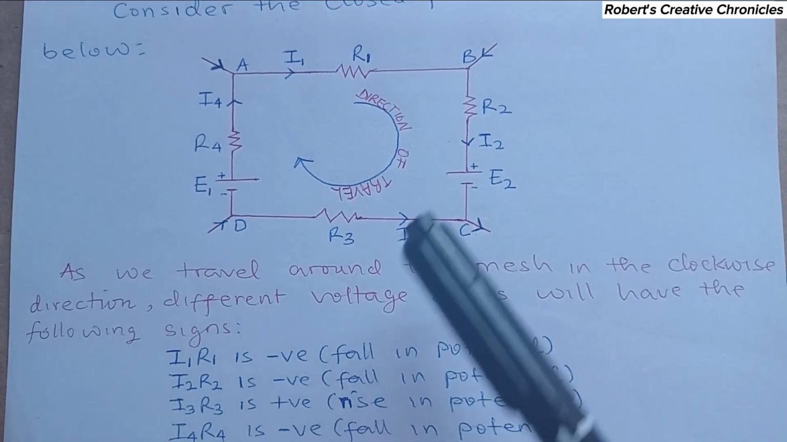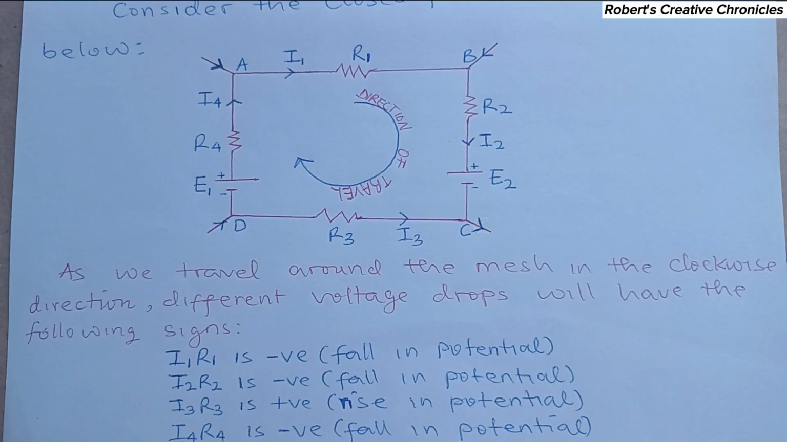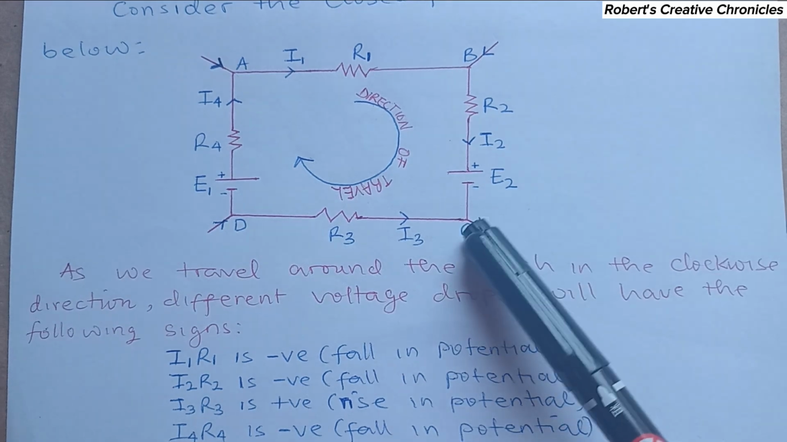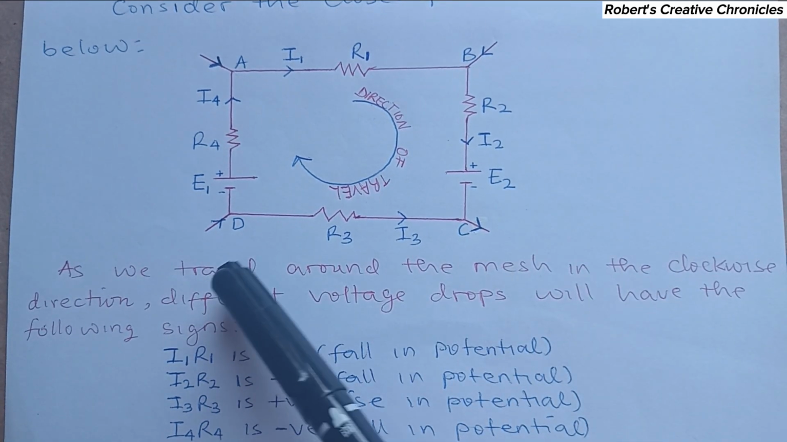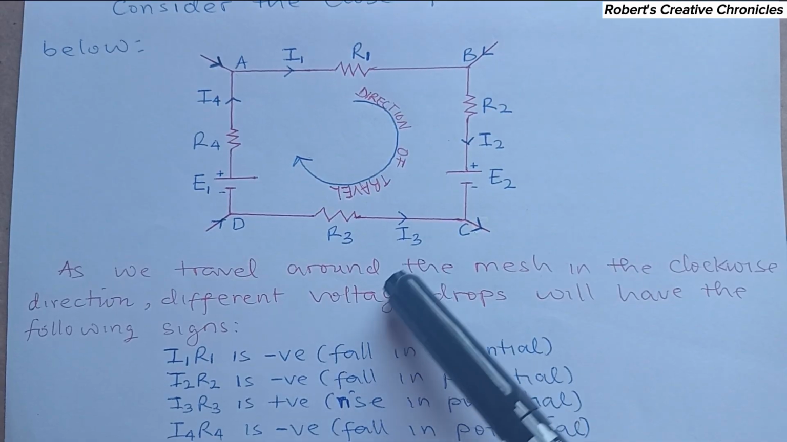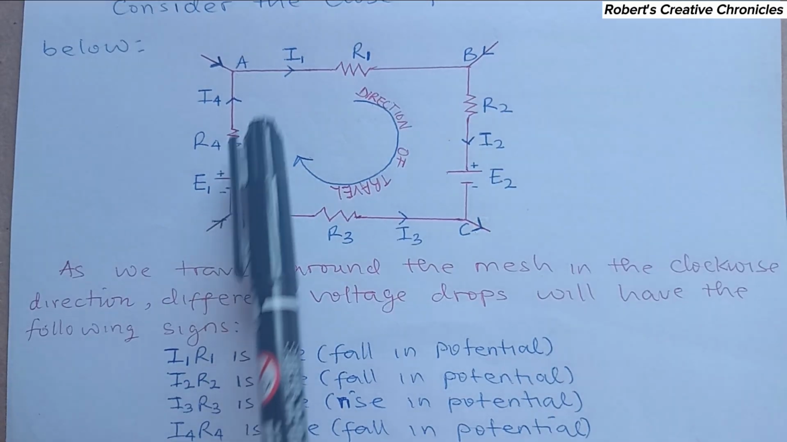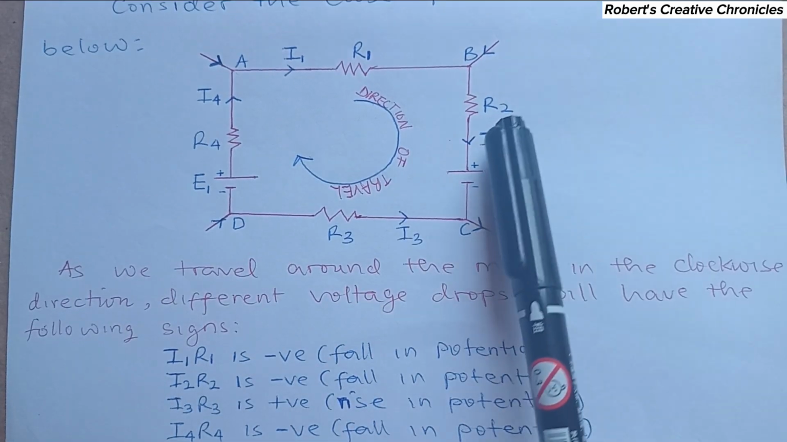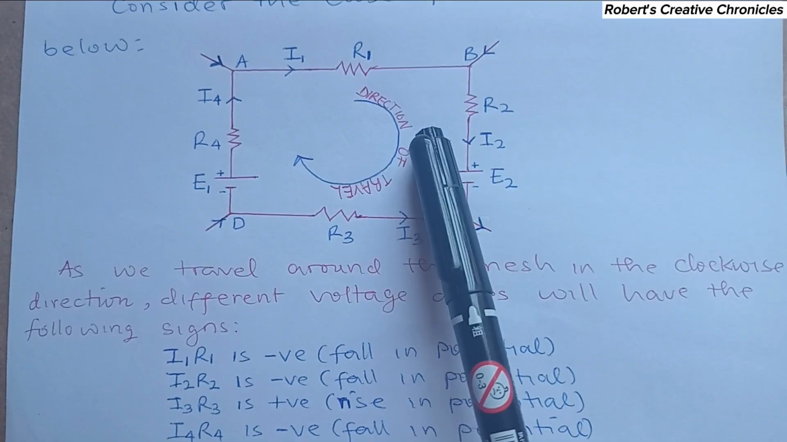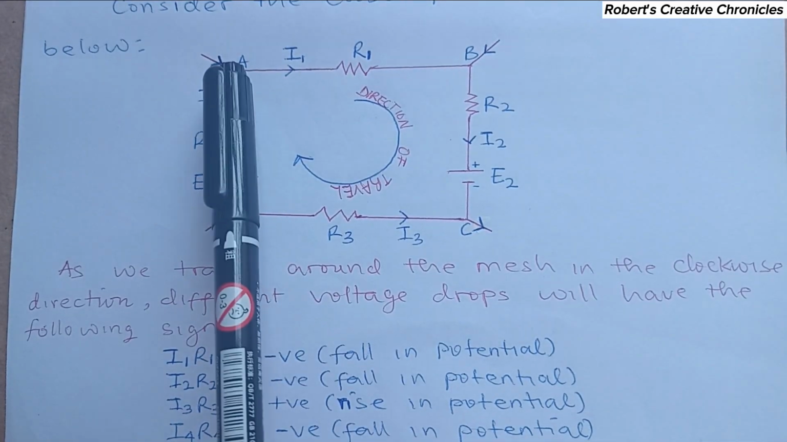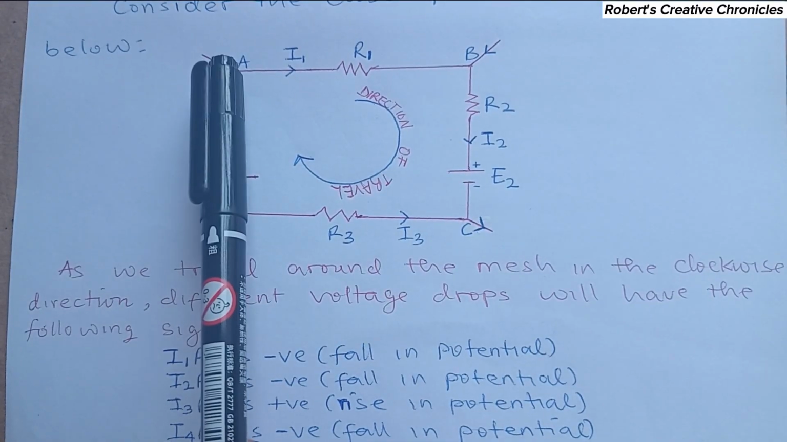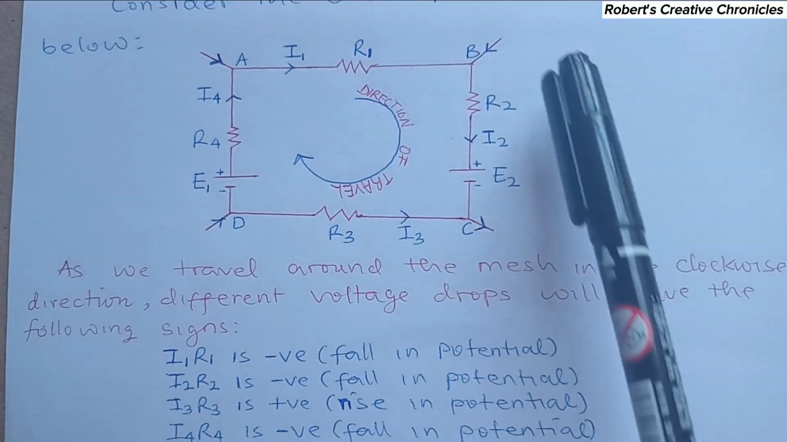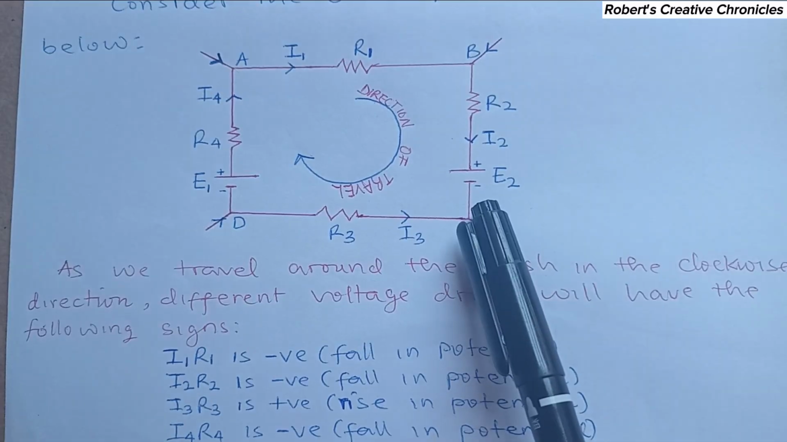Now, when we are moving in clockwise direction, you know, current moves from higher to lower potential. In other words, current moves from positive to negative potential. So all the currents you are seeing here, I1, I2, I3, I4, any direction they are moving to is at a lower potential than the direction they are coming from. Now I1 is moving from A to B. That means A is at a higher potential than B. Since I2 is moving from B to C, B is at a higher potential than C.